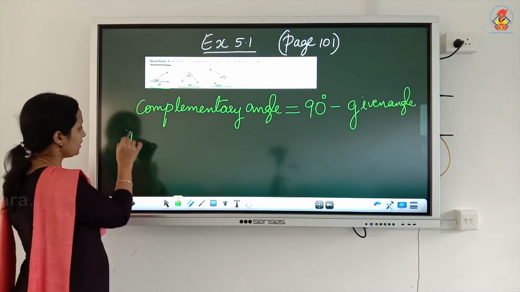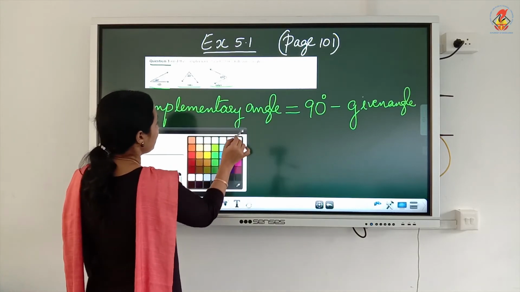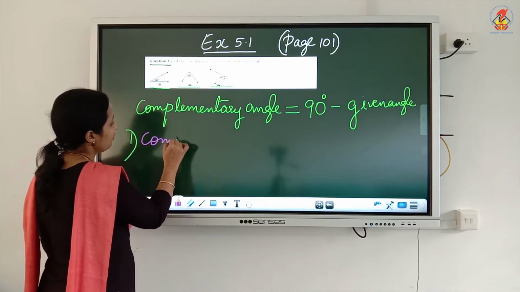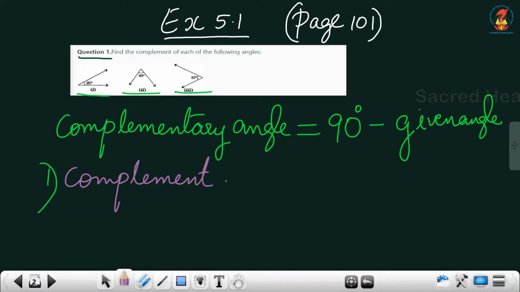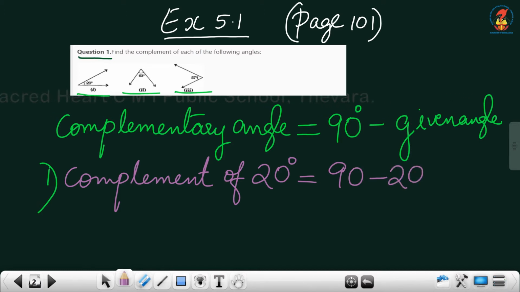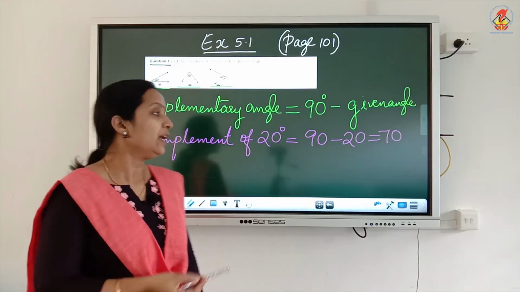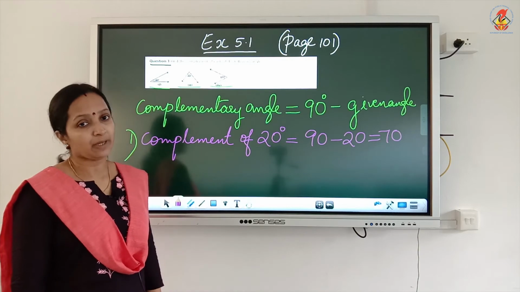Now take the first question. Complement of 20 degrees, or you can write complementary angle of 20 degrees, both are the same. How will we find the complement of 20 degrees? 90 minus the given angle, which is 20 degrees. 90 minus 20, what is the answer? 70. Okay children, I hope this is clear. If you want to find out the complementary angle of the given angle, what do you have to do children? You have to subtract the given angle from 90.